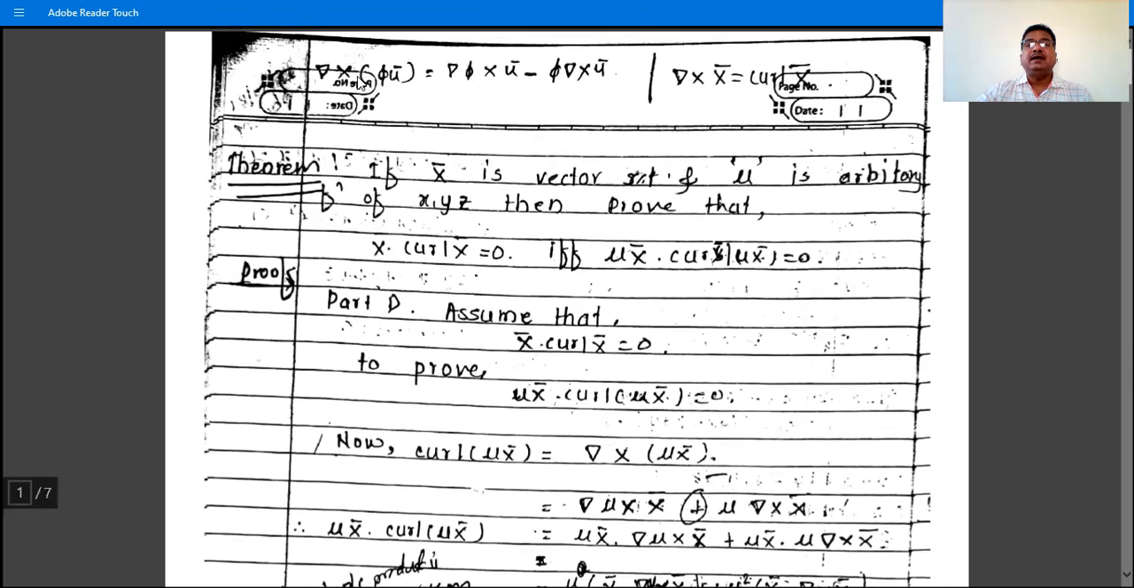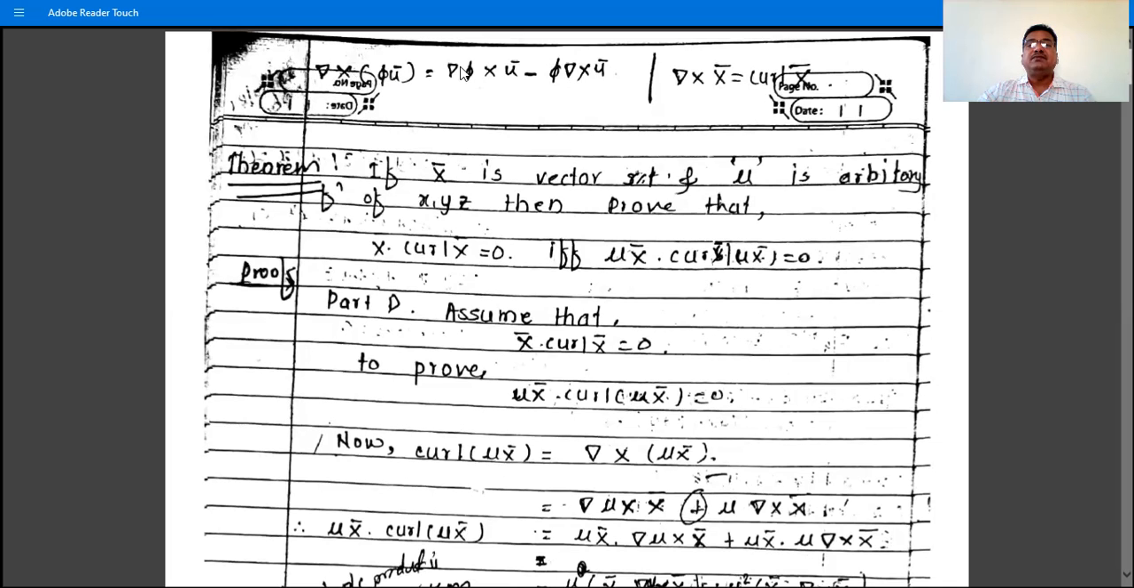Phi into u bar. Phi is a function of x, y, z, suppose, and u bar is a vector function of x, y, z. Then what is del cross phi u bar? It is del phi cross u bar minus phi del cross u bar. So this is the rule or theorem. Actually, it is of the type of a derivative: u derivative of v plus, in the place of plus there is minus, v derivative of u. That is, if there is d notation, then the derivative of phi into u bar is derivative of phi into u bar and phi into derivative of u bar, like that.